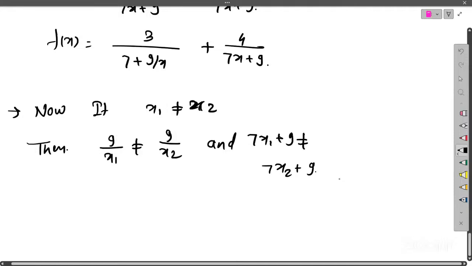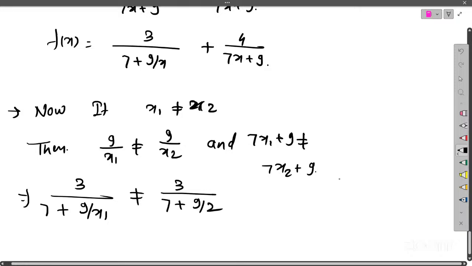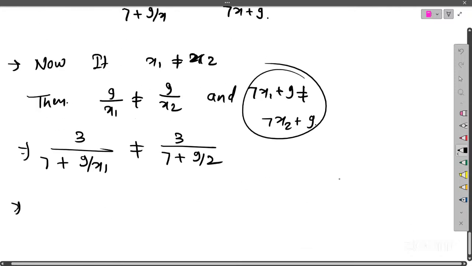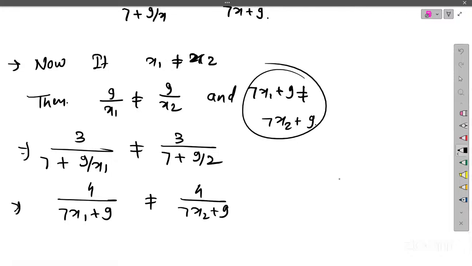So since these two terms are distinct, I can say that 3 upon (7 plus 9 of x1) is also not equal to 3 upon (7 plus 9 of x2), right? And since these two values are different, I can simply say that 4 upon (7x1 plus 9) is also not equal to 4 upon (7x2 plus 9). Why can we say this? Because ultimately we are multiplying and dividing by some constants. Here 3 is a constant, so we are just multiplying by 3 on both sides. We are adding 7 on both sides and taking the reciprocal on both sides, so we are doing the same type of operations.